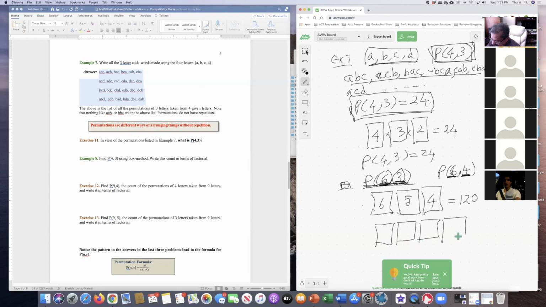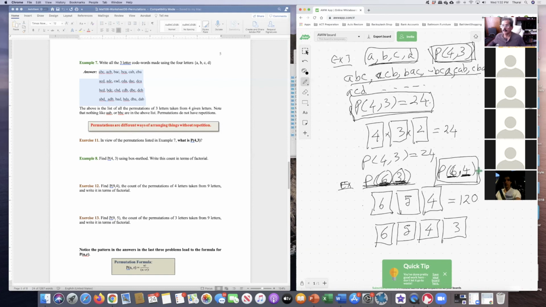So therefore, we need to make 4 boxes to count how many 4-letter code words are there. And then the count will be, how many are there for the first one? 6. And then 5. Then 4 and 3. The product will be the number of ways to make the code words, and therefore the product will be the value of the permutation. The permutation is the same as the number of code words without repetition.